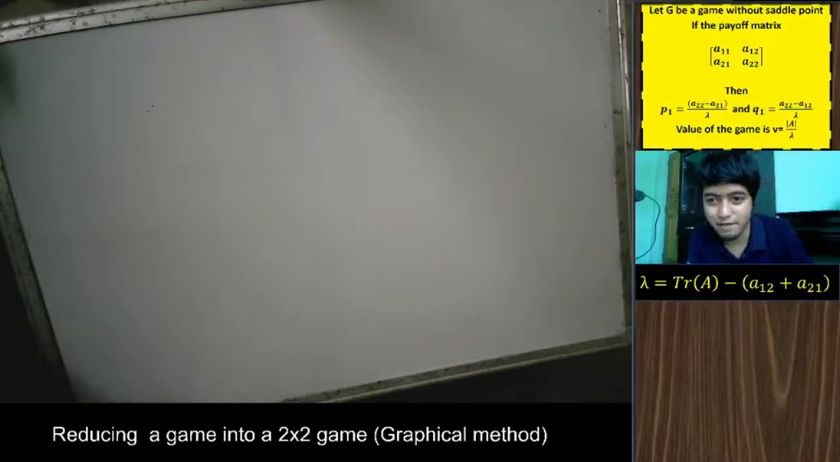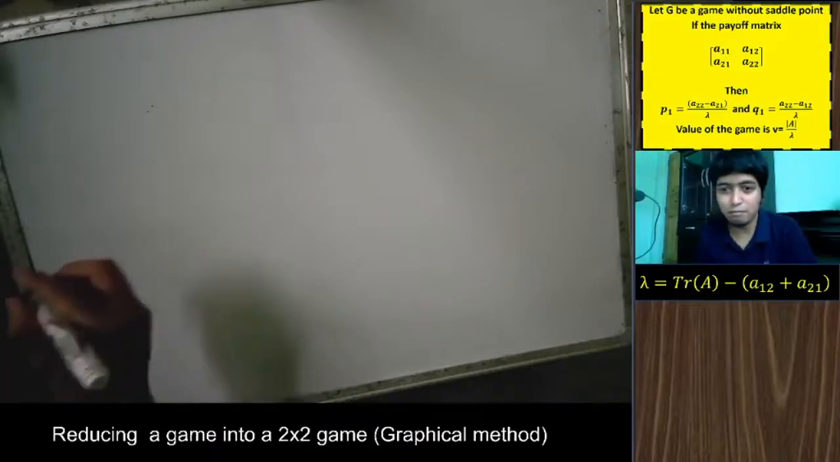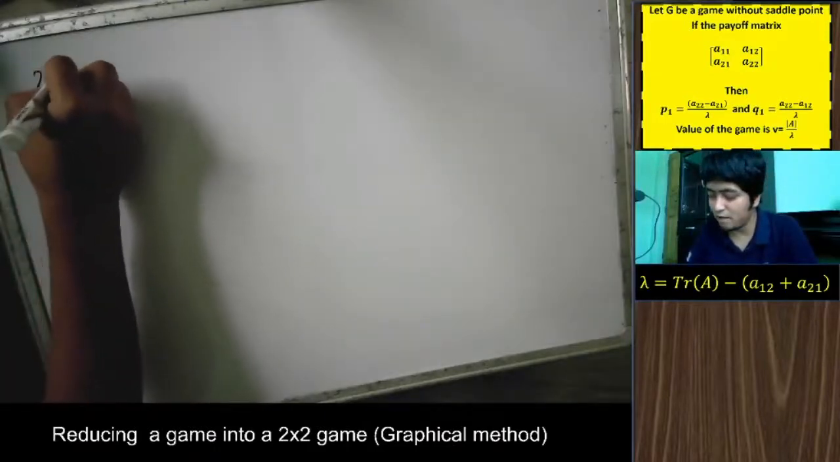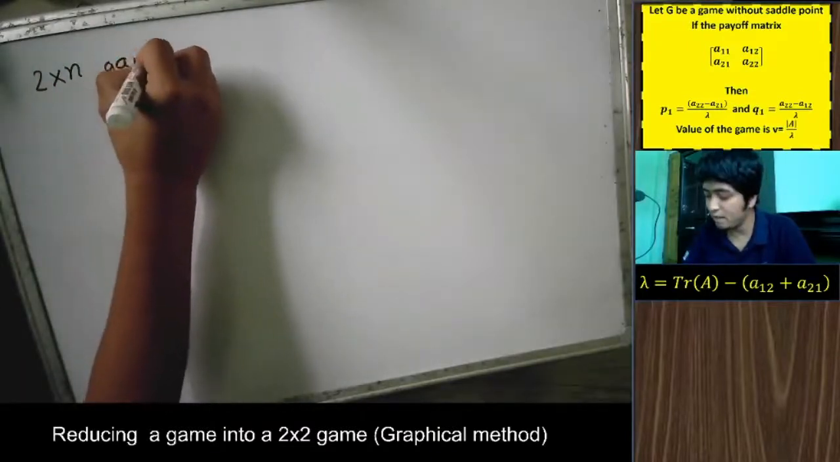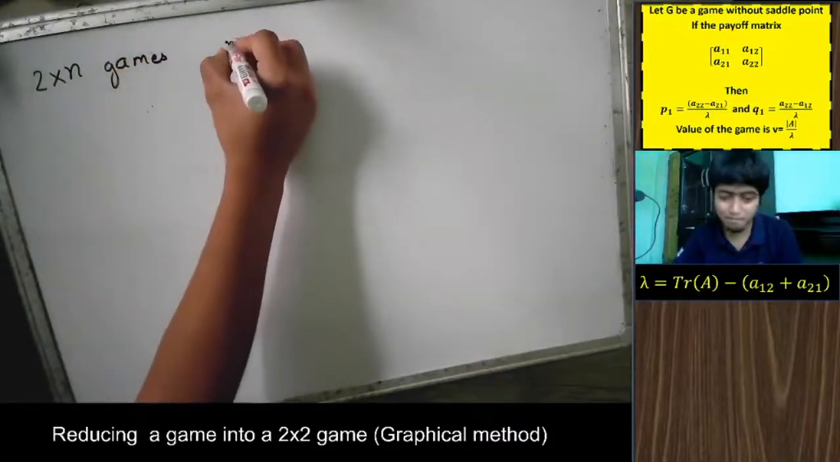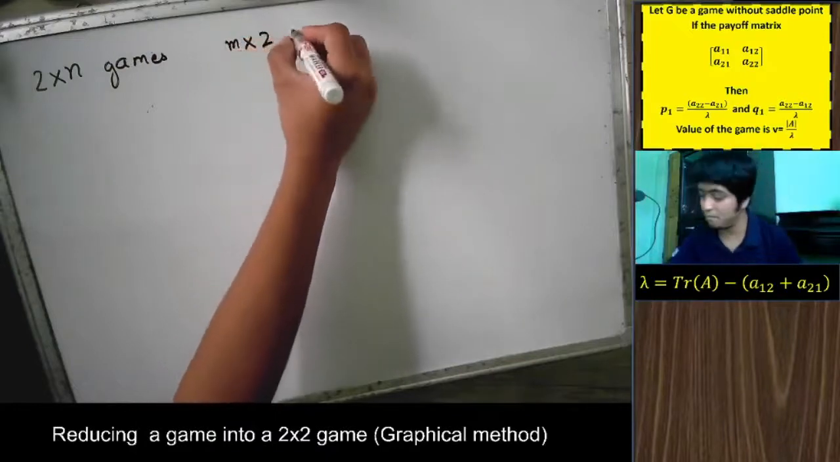But what happens if the game is not a 2x2 game? Surely because a player may have different strategies, so many strategies, he may have more than two strategies. So that is why we need some methods how to solve those types of games. So over here what we will do, we will be having 2 by n games, and we will also have m by 2 games.